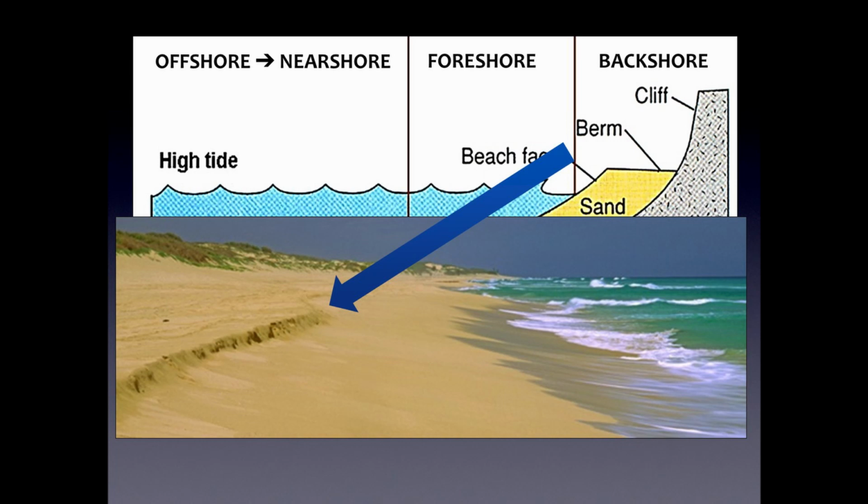So here's the berm once again. We have the beach face. You can see there it's the wet part of the beach. And then we step up into the backshore environment. Sometimes it'll be a cliff. Here we actually see that the backshore environment consists of a series of sand dunes.